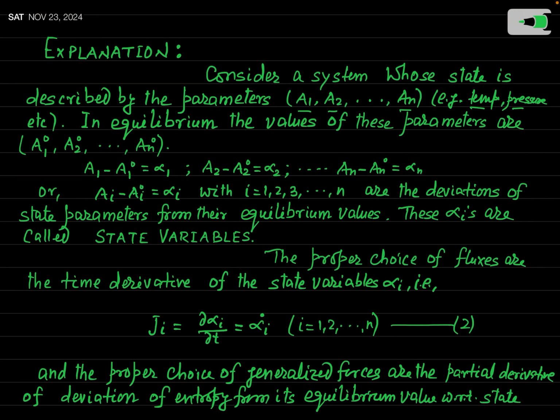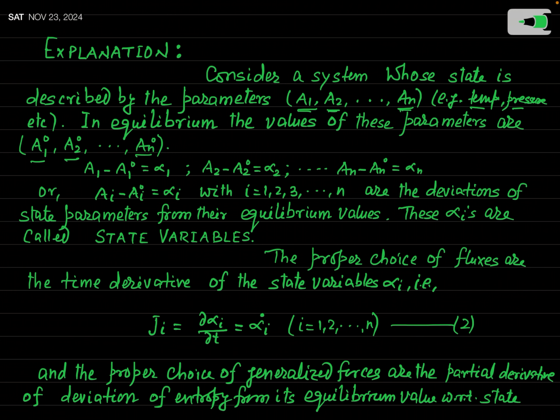Now you know that the values of these parameters depend on the state of the system, and in general, the state of the system may be an equilibrium state or a non-equilibrium state. Whenever a system changes its state, these parameters will get changed. Now let us consider that our system is in equilibrium state, then these parameters are A1 naught, A2 naught, and so on, An naught. This superscript naught, or 0, has been written for the equilibrium state. It means in equilibrium state the parameter A1 is A1 naught, A2 is A2 naught, and An is An naught.